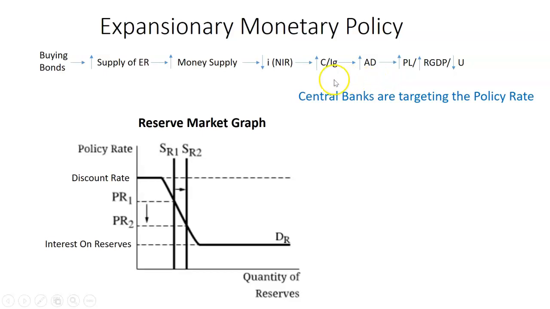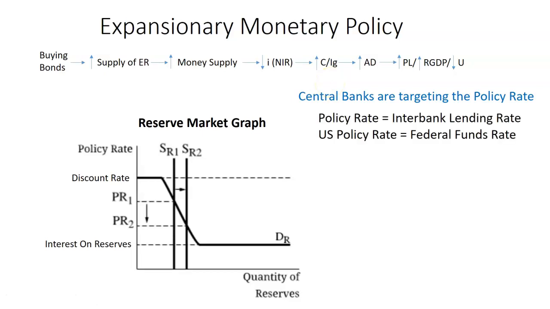The main goal of central banks in using monetary policy is to target the policy rate. So the policy rate is also known as the interbank lending rate, and in the United States, the policy rate is the federal funds rate. If you recall, the federal funds rate, again, that interbank lending rate, is the interest rate that one bank would charge another bank to take out a loan.